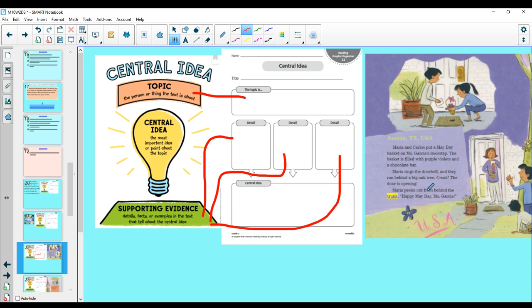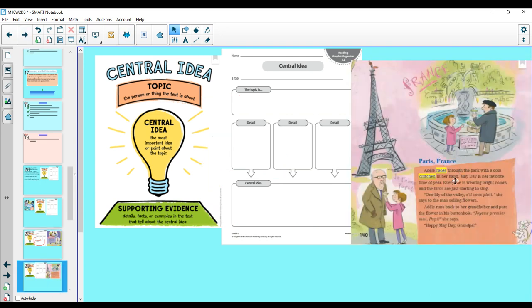I would like for you to find one detail or supporting evidence from Austin, Texas, and write it in the first box. Press pause, and you are going to write a detail supporting evidence from the story May Day in the first detail box from Austin, Texas. What did Maria and Carlos do to celebrate May Day? After you write your detail in the box, press play, and we'll move on to the next one.